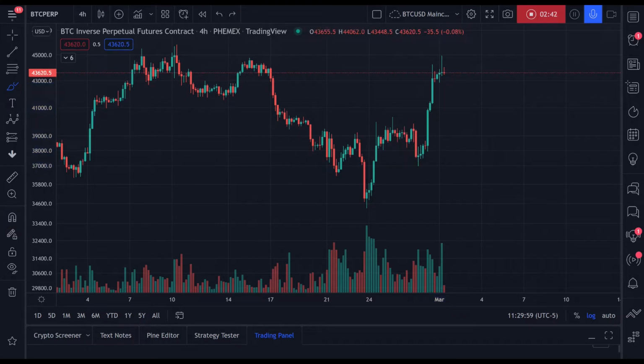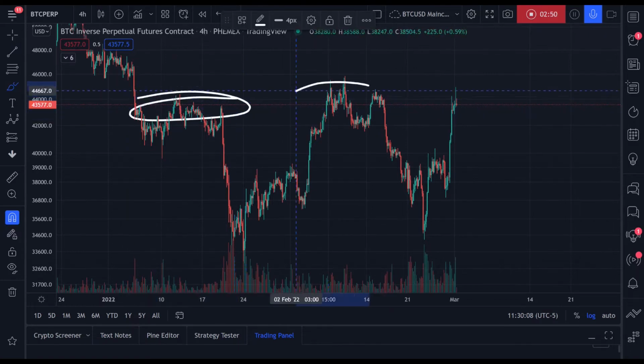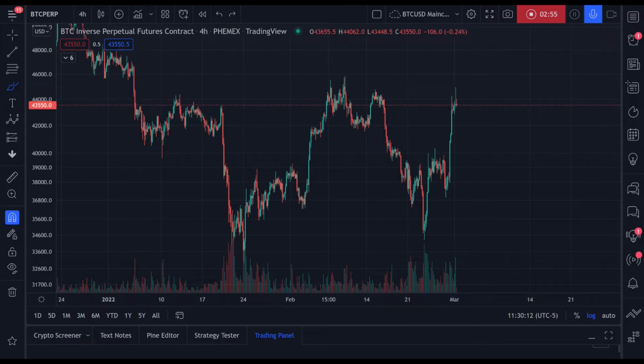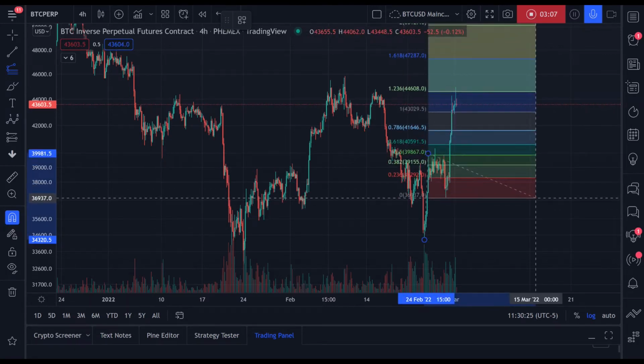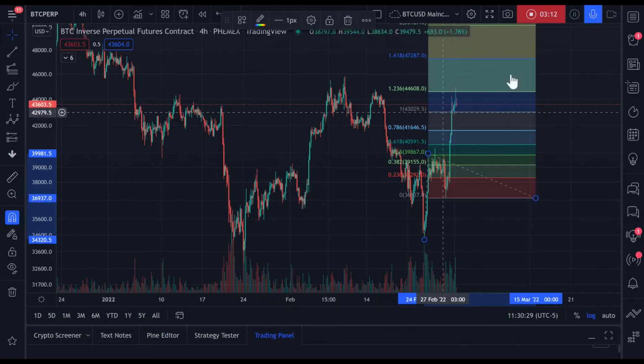Now, I do believe that Bitcoin is at crucial resistance right here. Do you see this? We have resistance here, we have resistance here. We are at resistance, right? And our wave 3 seems to have hit between the 1 and the 1.236. We know that the minimal extension of a third wave in Elliott wave theory is the 1 Fibonacci extension, okay?